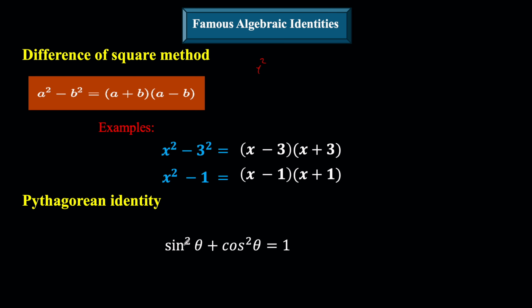Finally, the Pythagorean identity: sine squared theta plus cosine squared theta is equal to 1. In the coming videos, we'll talk about why this happens, but not in this video, because we only talk about famous algebraic identities here. You only need to memorize it like that, and we will see why we get 1 here in the coming videos.